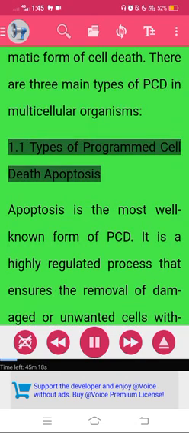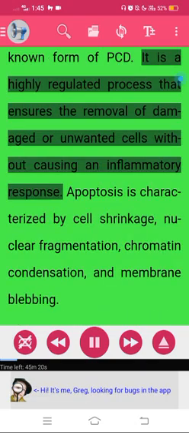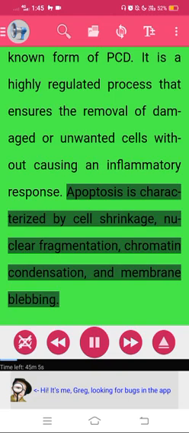1.1 Types of programmed cell death. Apoptosis. Apoptosis is the most well-known form of PCD. It is a highly regulated process that ensures the removal of damaged or unwanted cells without causing an inflammatory response. Apoptosis is characterized by cell shrinkage, nuclear fragmentation, chromatin condensation, and membrane blebbing.